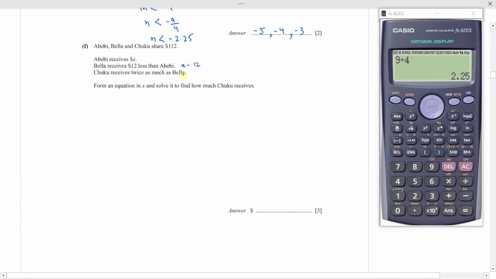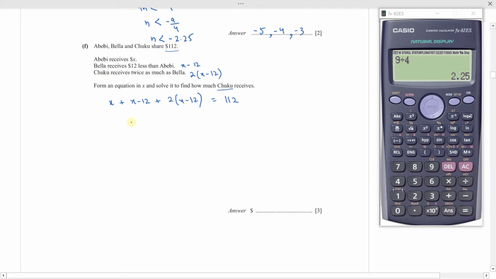So Bella receives this much. So here you will have twice as much. So 2 into X minus 12. Form an equation in X and solve it to find how much Chuku receives. So now if we add the three shares of each of these, X plus this, that should equal $112. So you're adding the shares of each of these persons. So you have X dollars for a baby. Bella has X minus 12 and Chuku has 2 into X minus 12. So adding all these, you should get the total amount, which is $112, which was shared among these three.